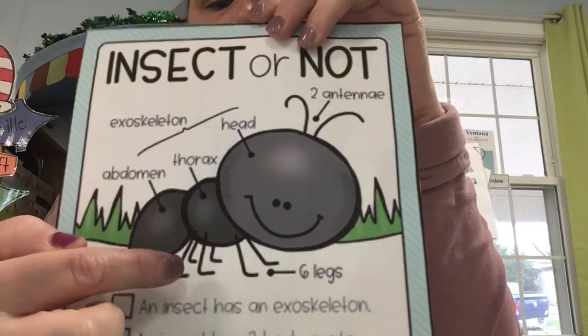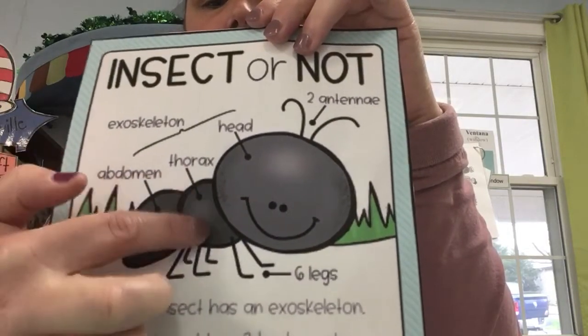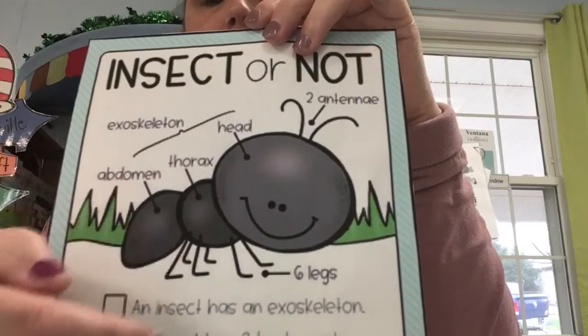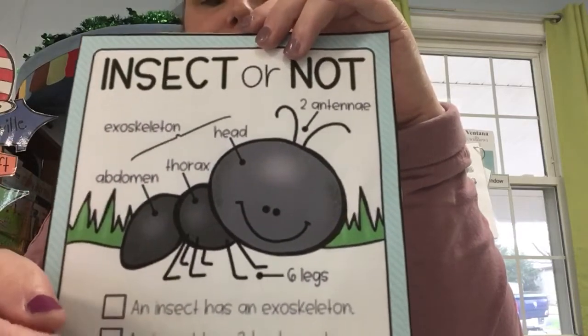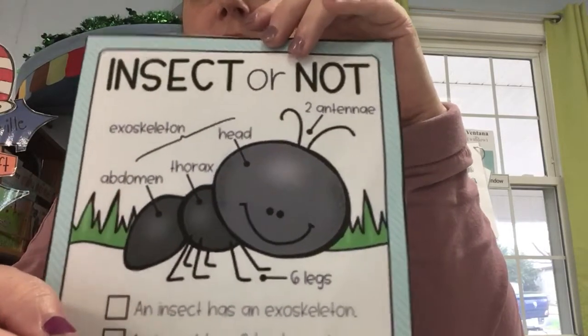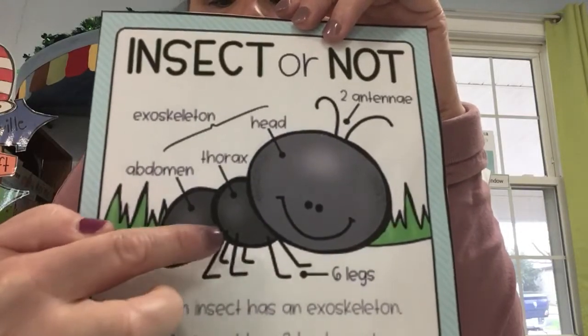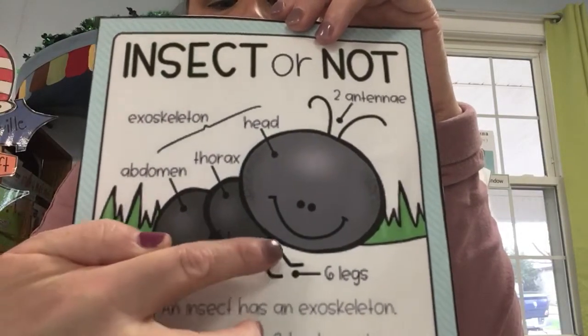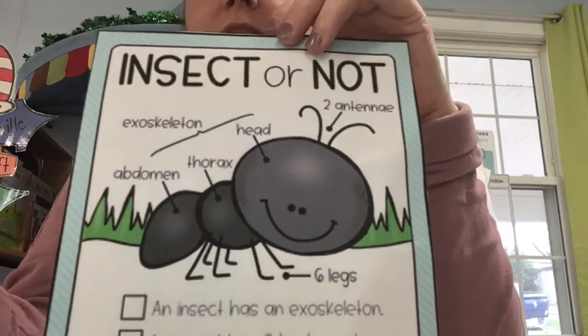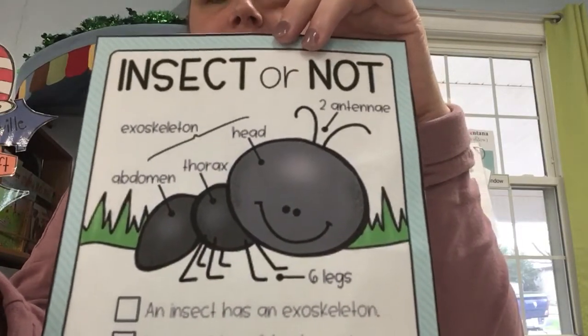Their legs are all connected to their middle part. They're all connected to the thorax. And insects have 6 legs. Would you like to count them with me? 1, 2, 3, 4, 5, 6. There's 6 legs on an insect.